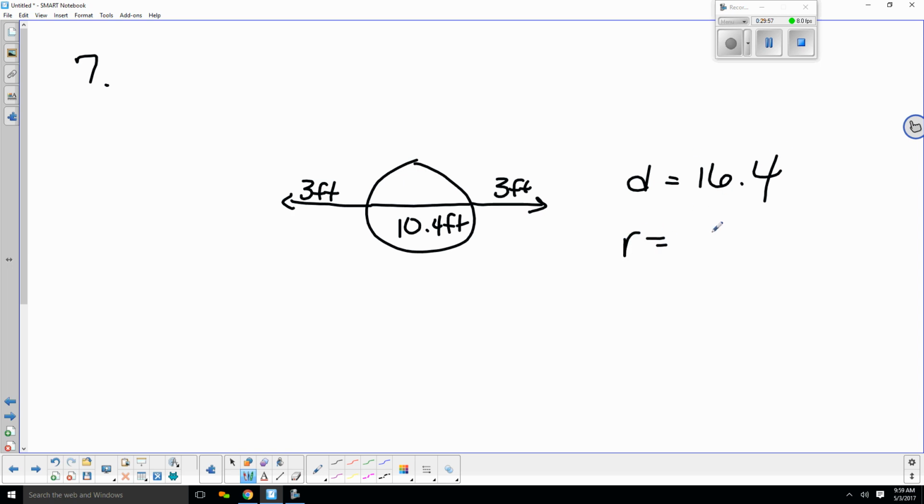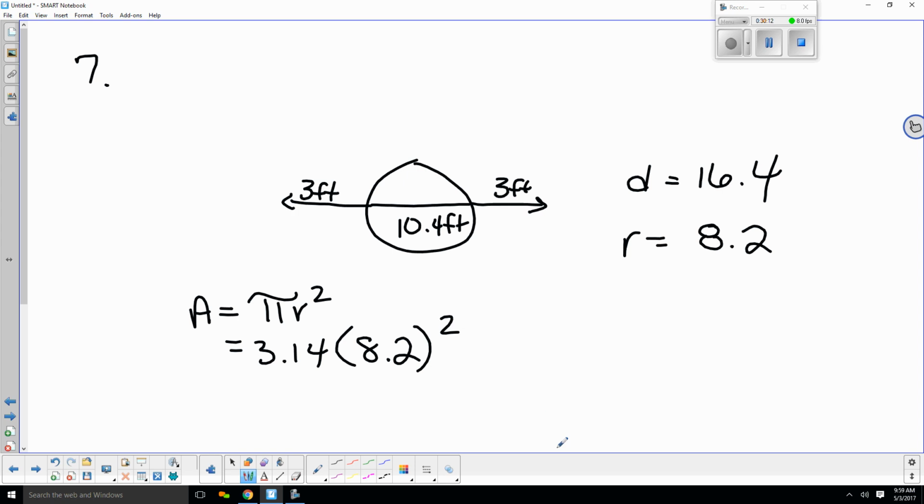Now, I need the radius, since I'm finding the area, so that would be 8.2. So now I'm going to use my area formula. So somebody take 8.2 and square it, and now times it by 3.14. Okay, so 211 point, what did you say, 3 or 13? 13, whatever, okay. And that's what my answer was for D.